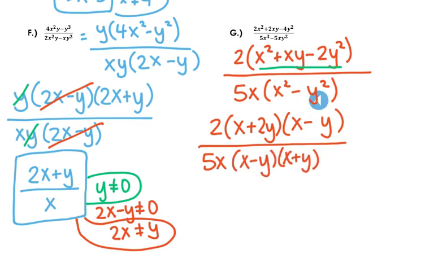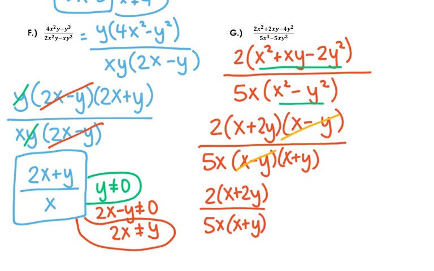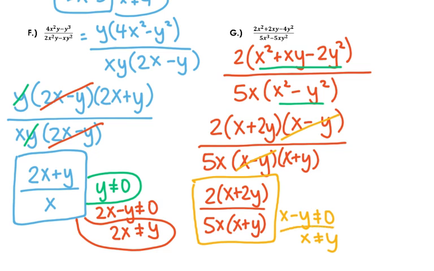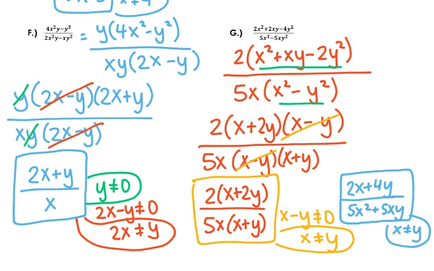Notice the difference of squares here. So we wanted to factor this one further as well. So now we notice that they have a common factor on the numerator and a common factor on the denominator. You can simplify that to 2 times x plus 2y over 5x times x plus y, for all values except x minus y is not allowed to equal 0. If you add y to both sides, x is not allowed to equal y. So you can leave your final answer like this, with this restriction here, or you could have written it like this. Either form is fine with me.